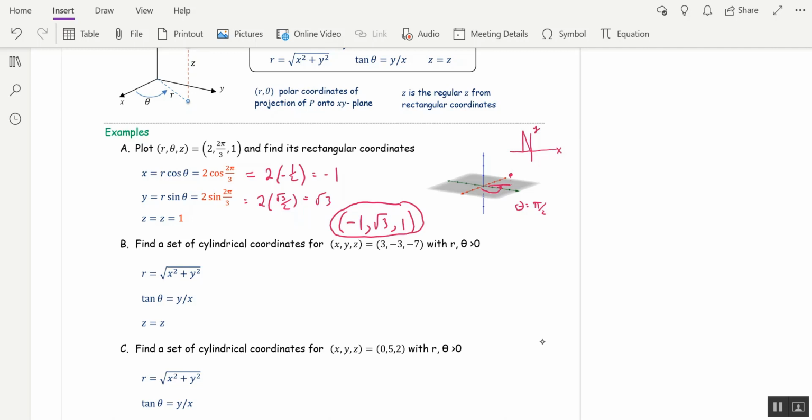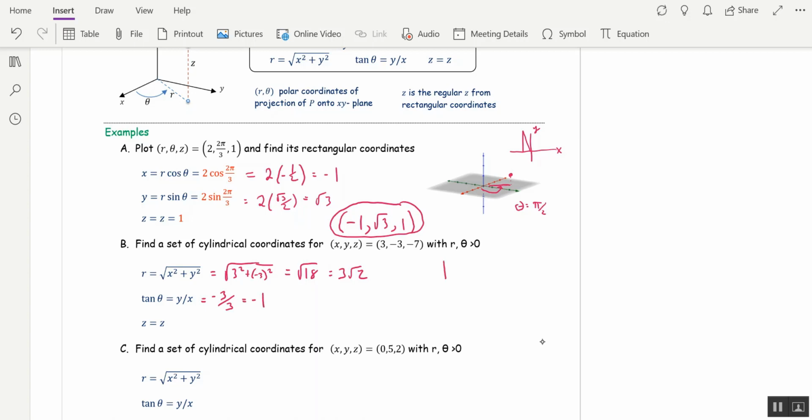r is the square root of x squared plus y squared. So that's the square root of 3 squared plus negative 3 all squared. 9 plus 9 is 18, which is 3 root 2. Tangent theta is y over x. So y is negative 3, x is 3. So that tells us that tangent theta is negative 1.